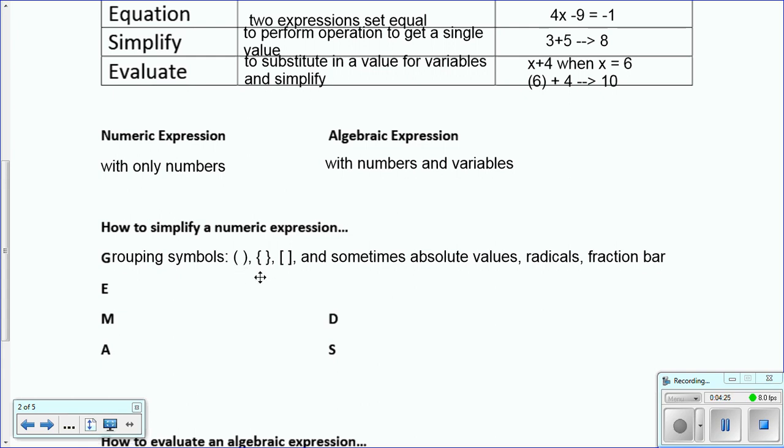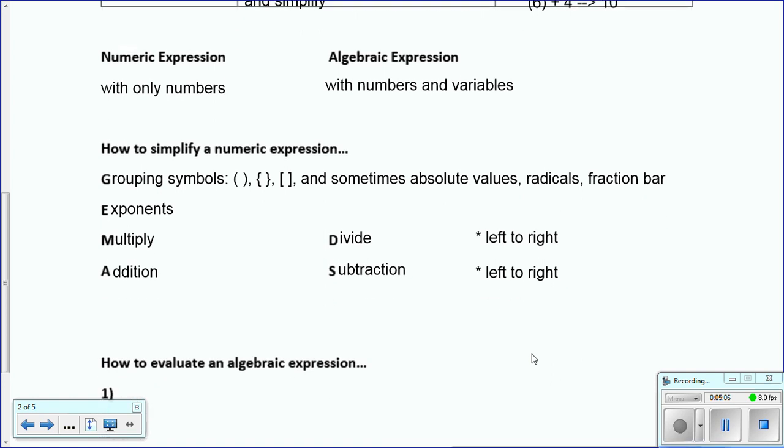So it includes your parentheses, it also includes your braces, your brackets, and sometimes the absolute value symbols, the radical symbols, and the fraction bar. So we added a lot more to that. E still stands for exponents, M still stands for multiplying, and D stands for divide. Remember, that's left to right, whatever order. It could be divide, divide, then multiply, then divide. Could be multiply, divide, divide, multiply. It's the order from left to right, so it doesn't matter which one comes first. Then A is for add, S is for subtraction, and again, that's also left to right.